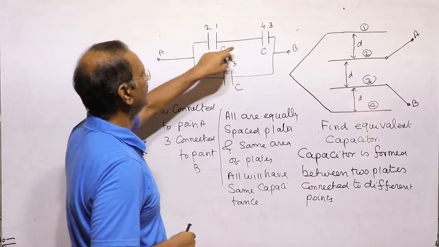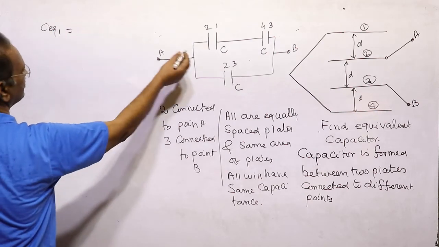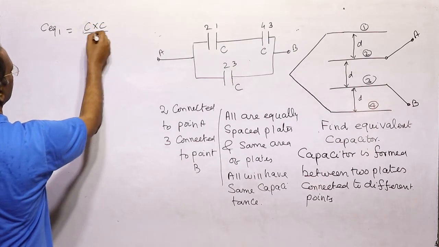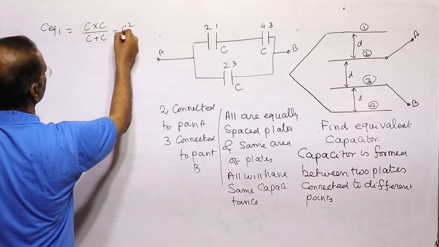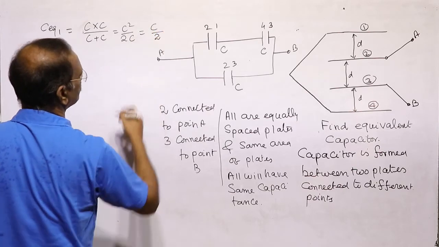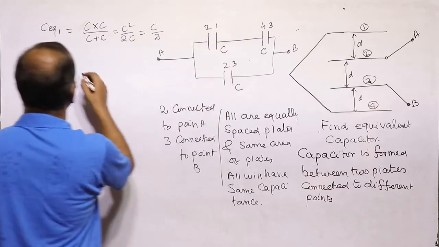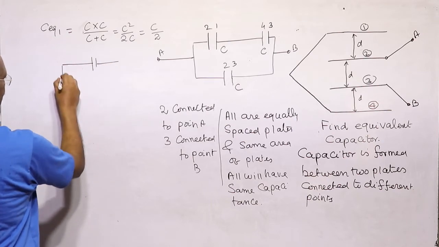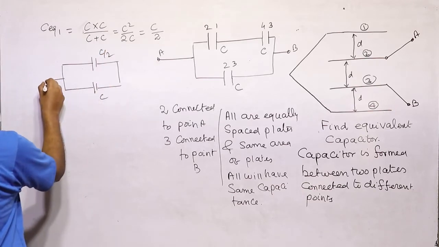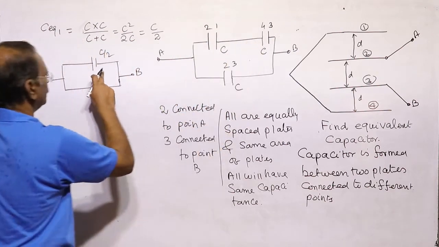It means this and this are in series. So 1 by C equivalent equals the product of these two divided by their sum, which is C squared by 2C, equal to C by 2. So combined, it forms C by 2, and this is C, between point A and point B. This is the equivalent circuit.